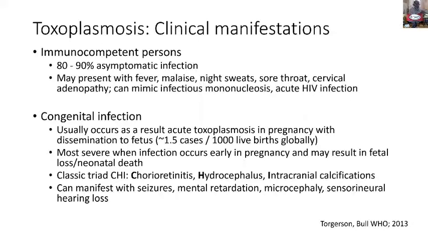The classic triad is CHI: chorioretinitis, hydrocephalus, and intracranial calcifications, and it can manifest in the neonate with seizures, mental retardation, macrocephaly, or can even result in fetal loss and neonatal death.